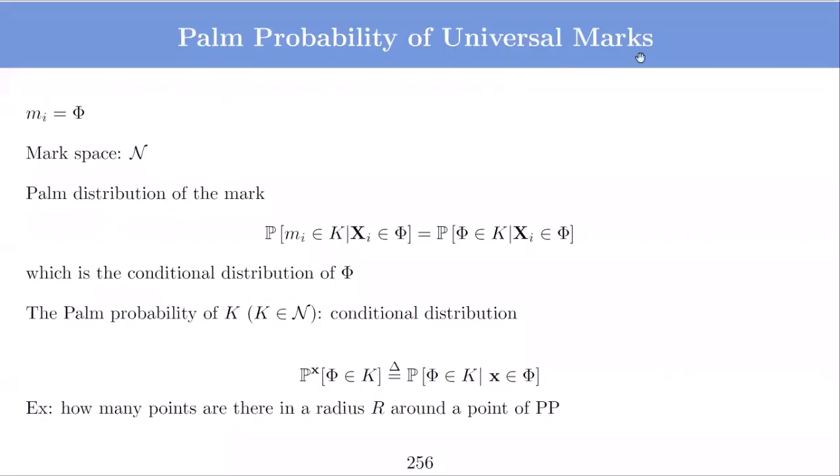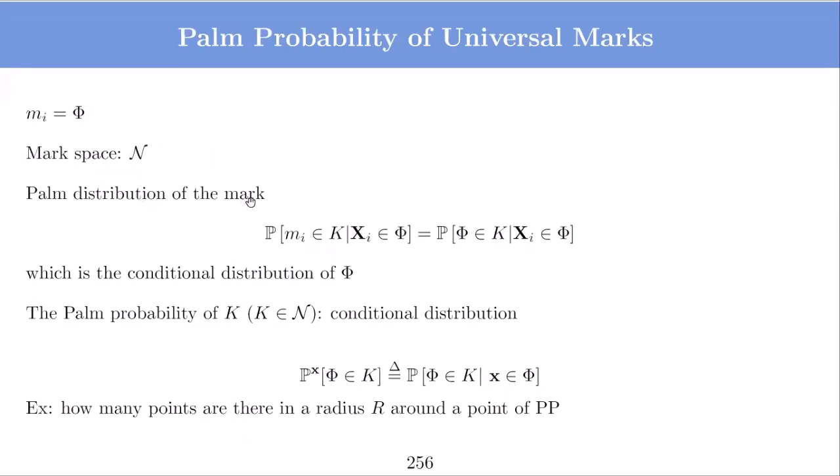So the Palm probability of universal marks can be defined in the same way. The mark here is taken as the complete phi. Mark space is, suppose, N here. And the mark distribution is over A, where A itself is the complete space of the point process. Okay, recall the mark is phi, and we take this mark space as all the possible values marks can take, and phi can take all values, all possible realizations. So the set of those realizations is N.